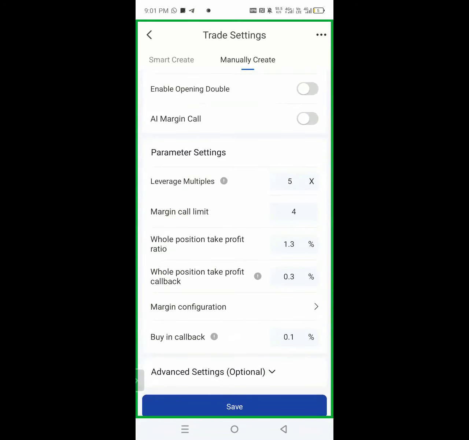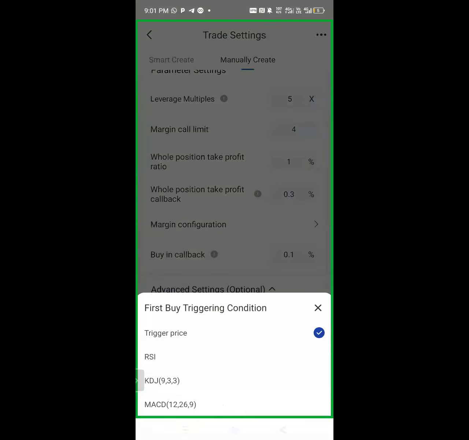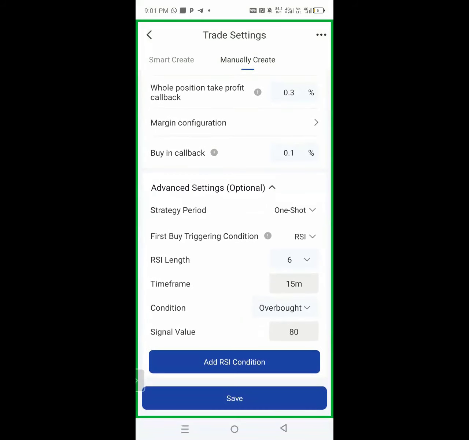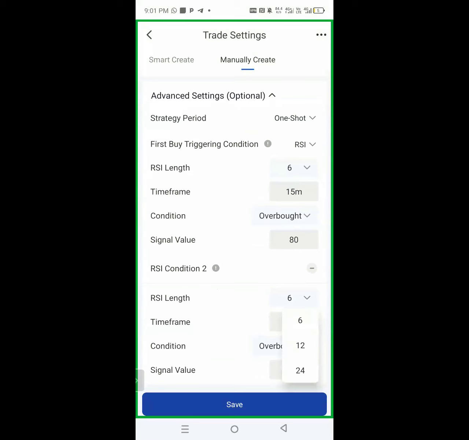So let me take 1%. I'm not greedy. So click on the advanced settings. Click on trigger price. Change it to RSI. So you see automatically it's overbought because of where the RSI is currently. So you see 80. So I will click on add to add the second. I will make it length 12. Let it be length 12.